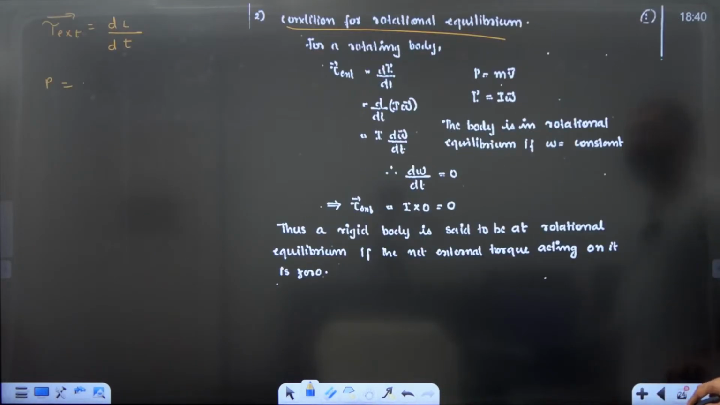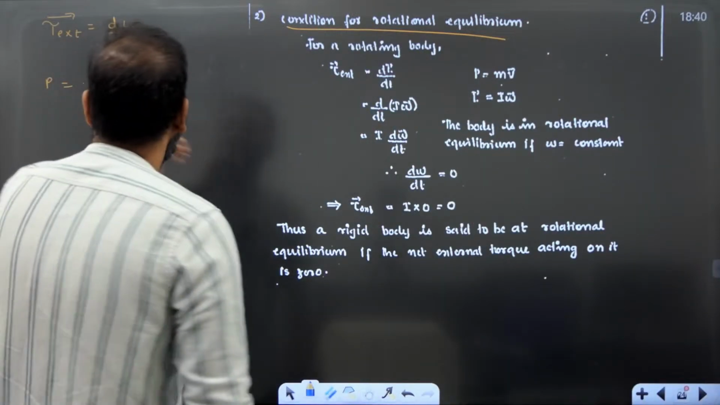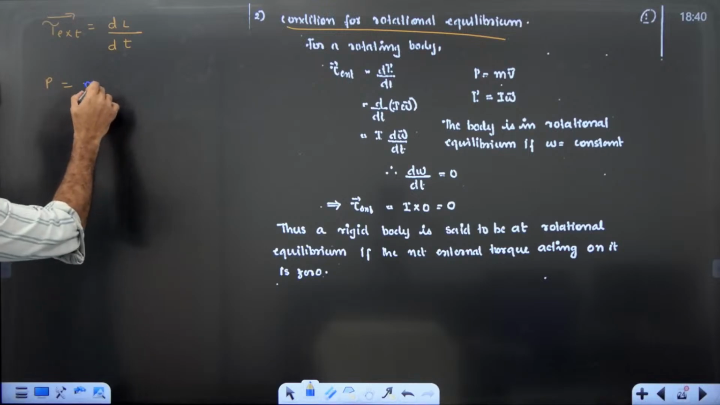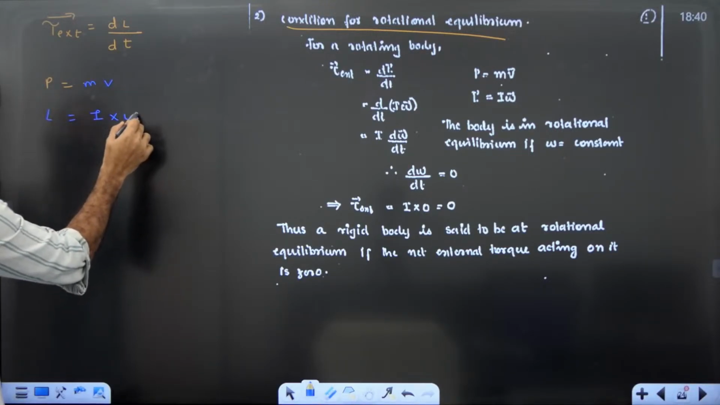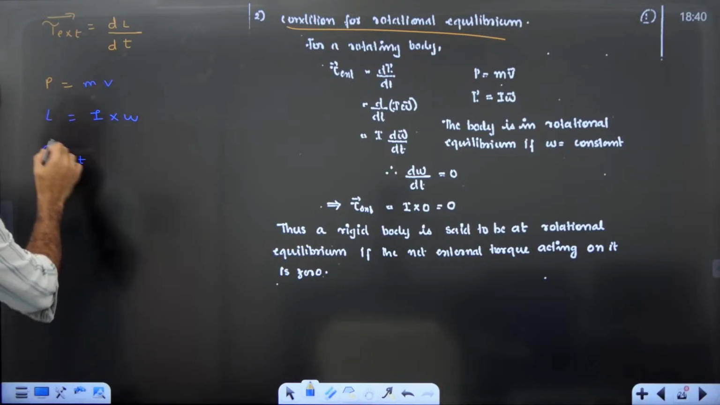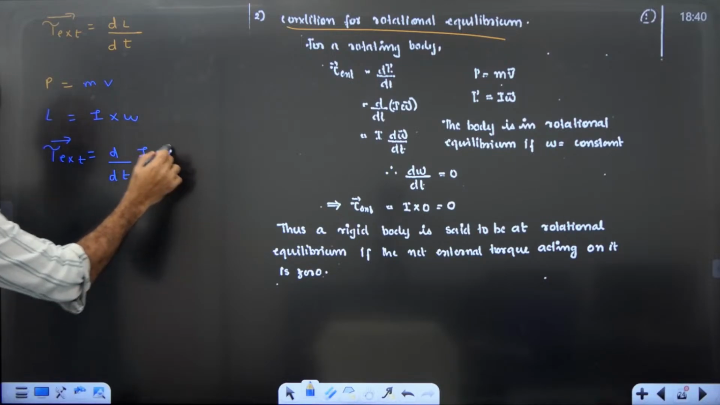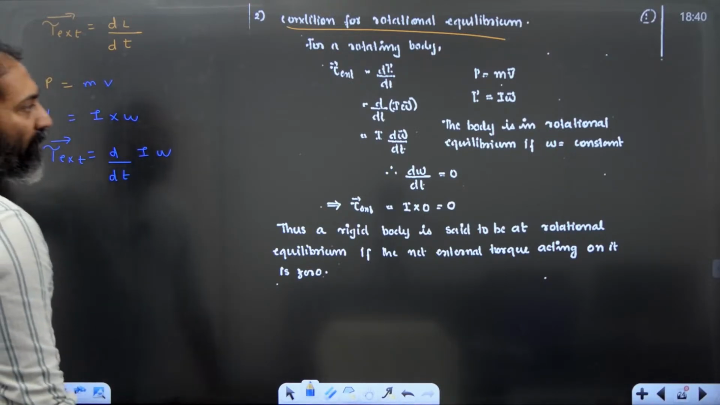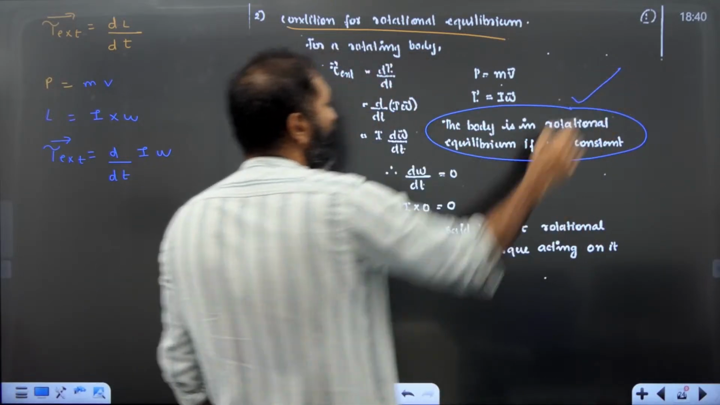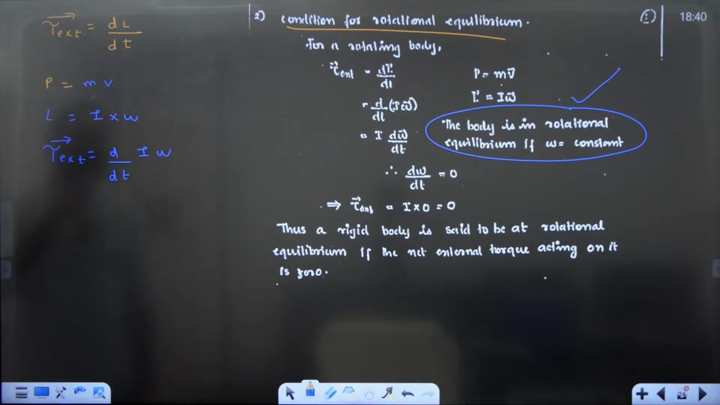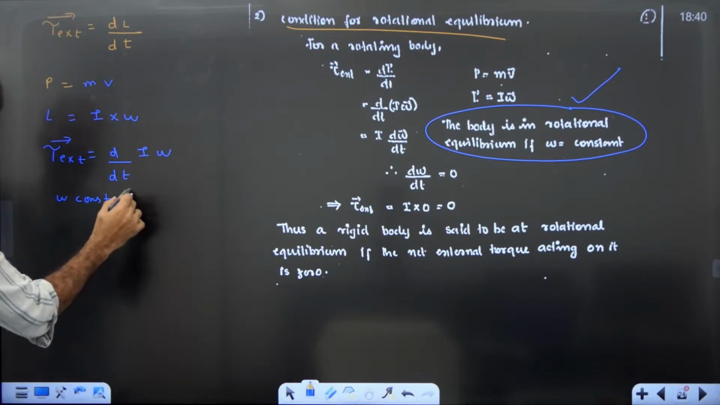നമ്മളൊരു കാര്യം ഇവിടെ പറഞ്ഞു നിർത്തിയിട്ടുണ്ടായിരുന്നു. Condition for rotational equilibrium. For a rotating body, P equal to mass into velocity, linear momentum; angular momentum L equal to moment of inertia into angular velocity. So external torque is equal to, instead of L, I can write d by dt of I omega. But if a body is in rotational equilibrium, omega will be a constant.